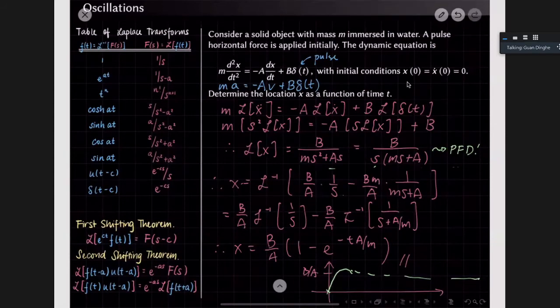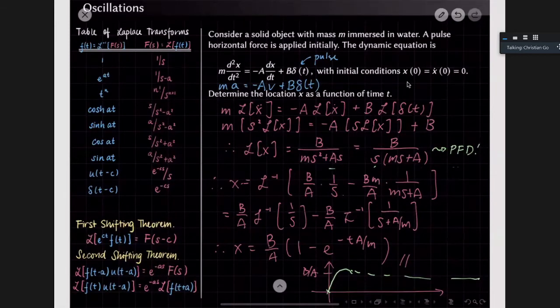Oh, Prof, I have a question. Are you sure x dot 0 equals 0? It's given as part of the problem. But according to the equation you have calculated, I think it's not. Because when you graph out the final one, it actually gives an exponential growth that stagnates at b over a. Just calculate the derivative of the x equation. Right, right.